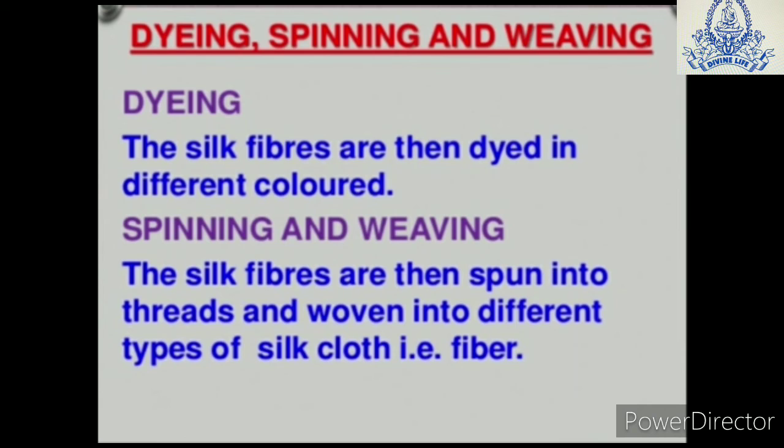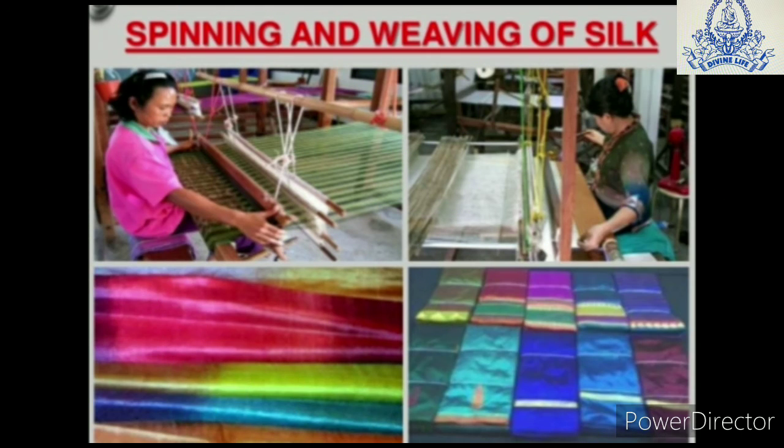The next process is dyeing, spinning, and weaving. As you know, the silk fibers obtained are colorless. They are then dyed in different beautiful colors, and then they are spun into threads and then woven into different types of silk cloth. This image is showing the spinning and weaving of silk thread to form silk fabric.